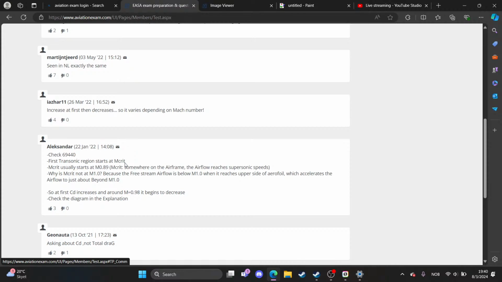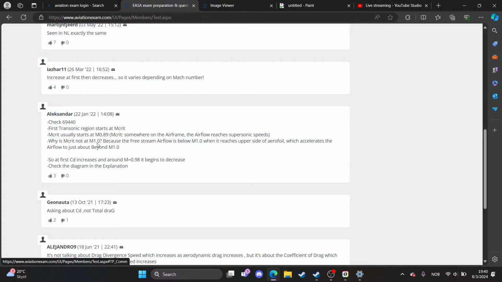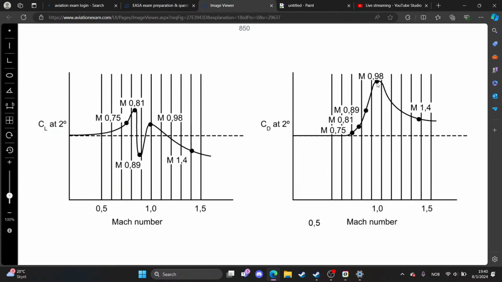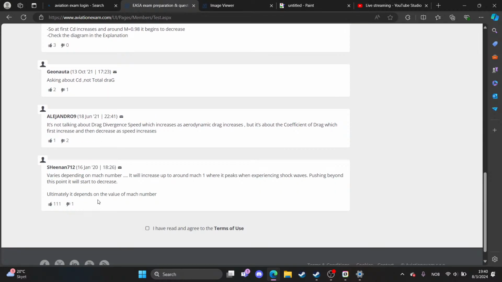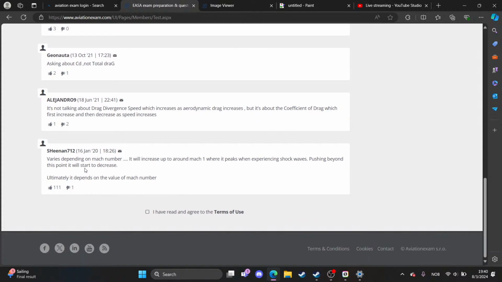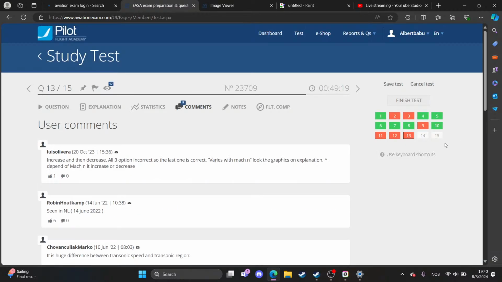First transonic region starts at M crit. M crit usually starts at. That depends, doesn't it? 0.8, 0.9. All right. Varies depending on Mach number. It will increase around Mach. Oh no. It will increase up to Mach 1, where it will peak. Pushing beyond the point will decrease. Okay, okay. I admit I was wrong.